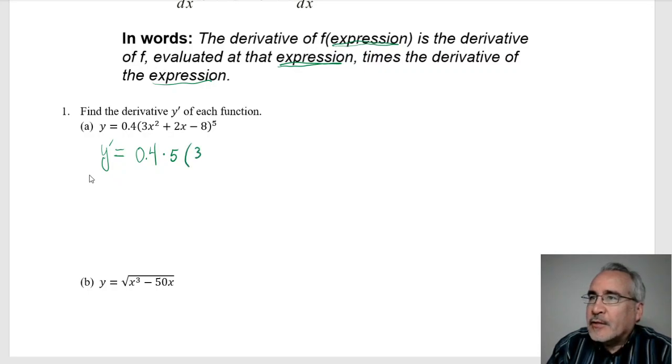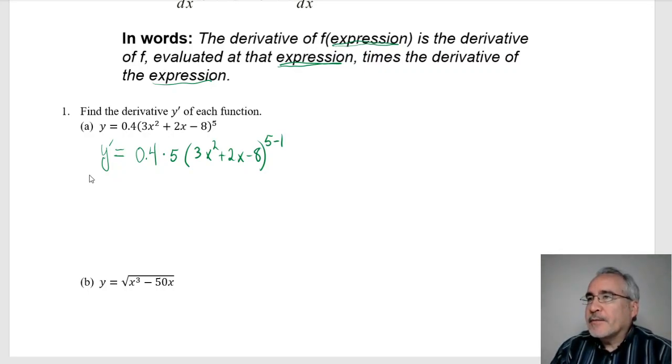So we multiply by 5 because that's the exponent coming down in front. We have the expression 3x squared plus 2x minus 8. Nothing has happened to it yet. And then we subtract 1 from this exponent. That's how we take a derivative, right? So we've got the outside function, the derivative of the outside function. Now what we need to do is go inside and take its derivative. So and then we're multiplying by the derivative of the inside function. Okay, so what's the inside function's derivative?